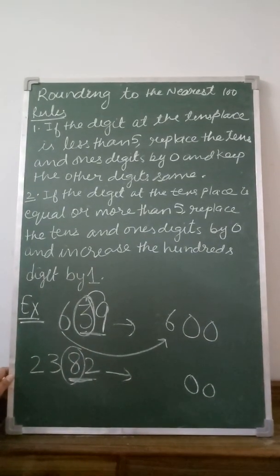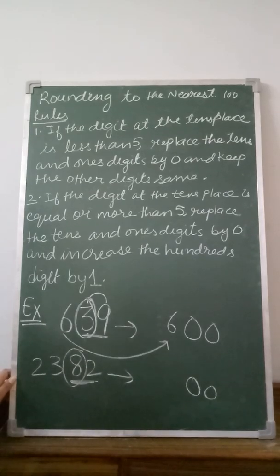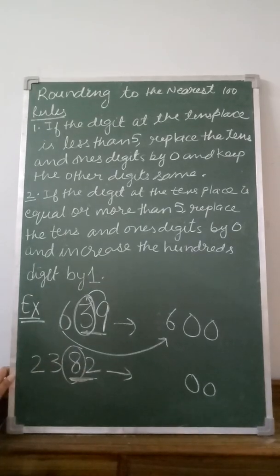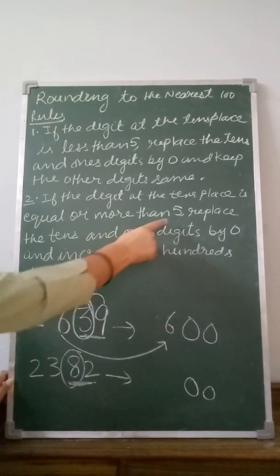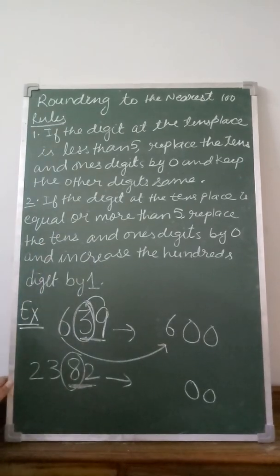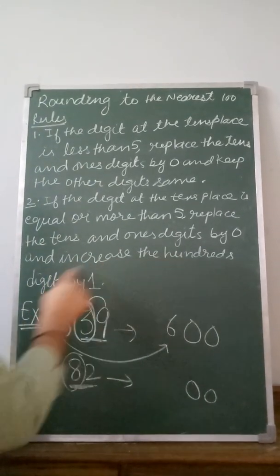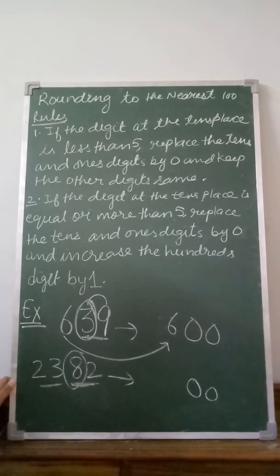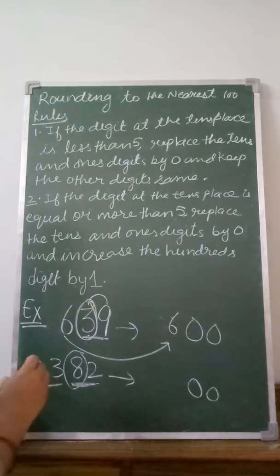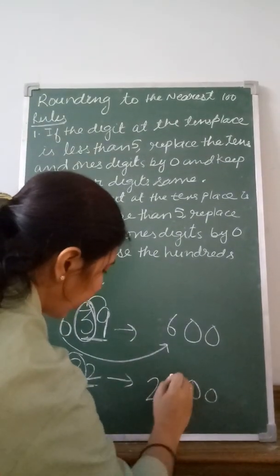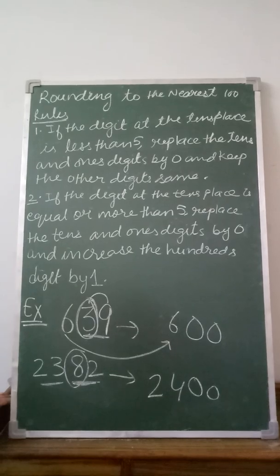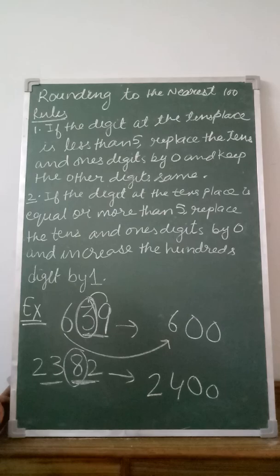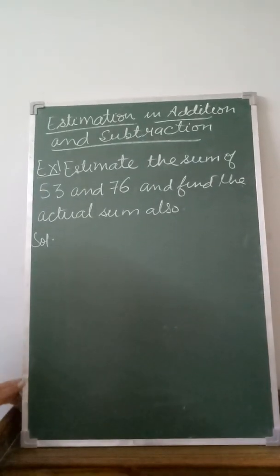When we are talking about the nearest 10, then we have to take the ones place. This time we are converting the number to the nearest 100, so we have to take the tens place digit. This tens place digit is more than 5, so we have to increase the 100 digit by 1. The point is the same. So 23 increased by 1 is 24. In this way you can estimate or round off any number to the nearest 100 and to the nearest 10.